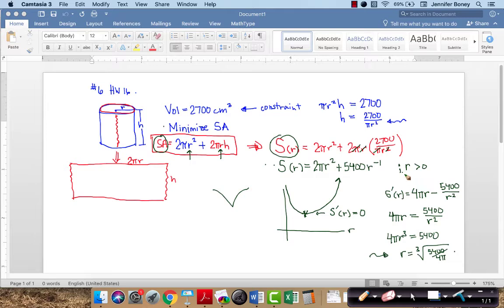Keep in mind your domain, just in case something is out of the domain. By the time you find a critical value, like if this had a critical value at r equals -7, we wouldn't care about that because it has to be positive only.